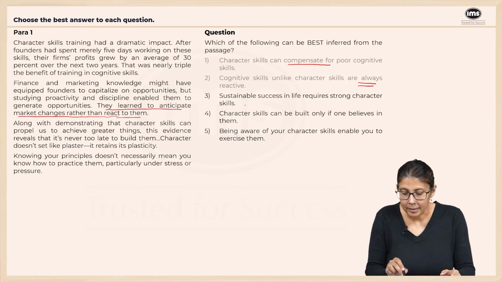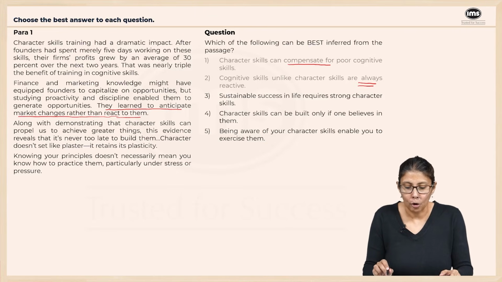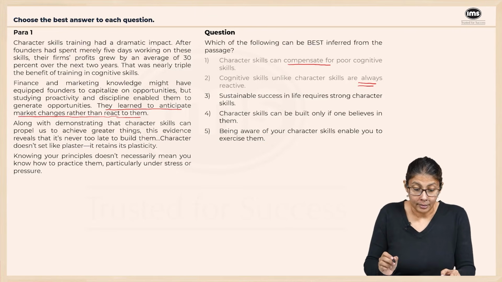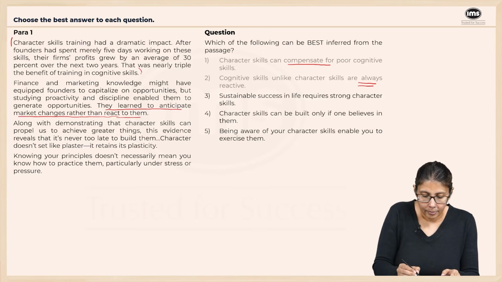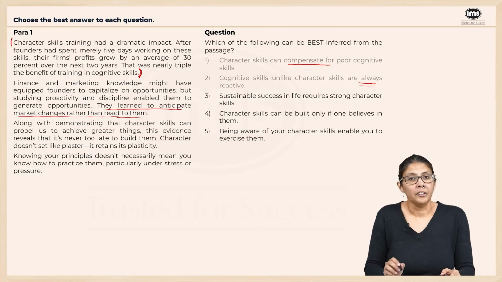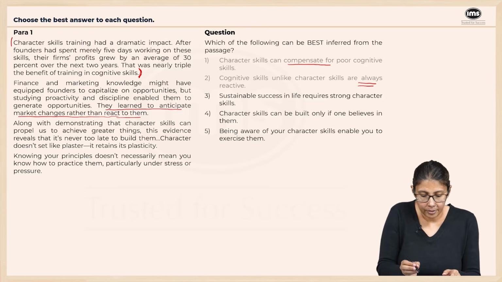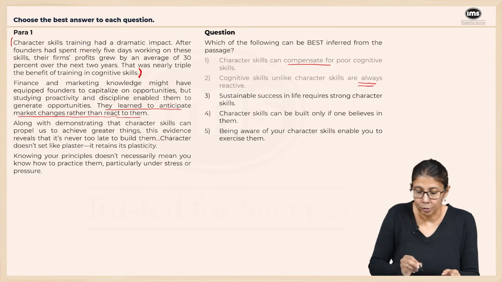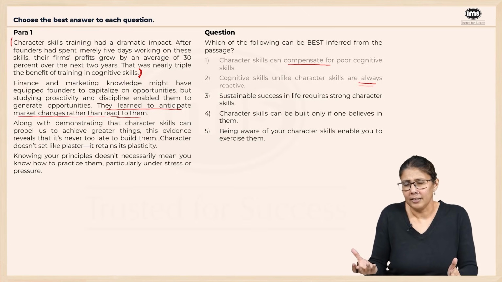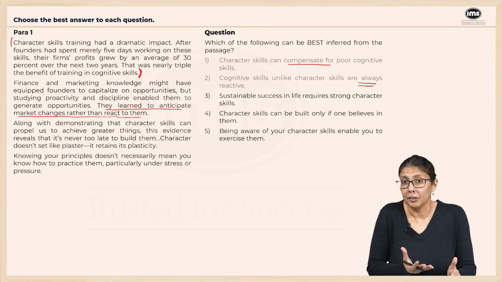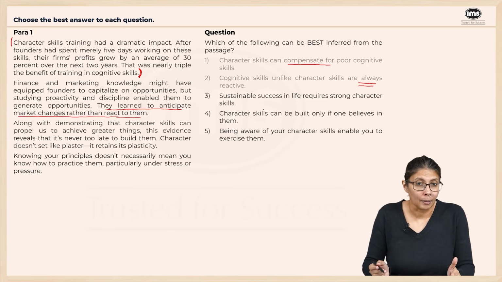The third one, sustainable success in life requires strong character skills. So yes, it does kind of support that right here. Sustainable success is long-term success because it says their firm's profits grew by an average of 30% over the next 2 years. And it requires strong character skills. Yes, it seems that character skills help them achieve this success. So I would probably say that 3 is supported.